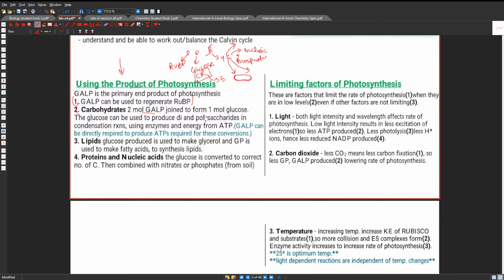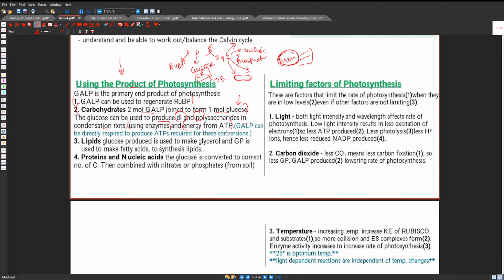Carbohydrates: 2 moles of GALP are used to form 1 mole of glucose. Glucose makes di- and polysaccharides in condensation. Recall what glucose is. Glucose is a monosaccharide. Yes. So glucose is your monosaccharide, and it can then form all the other types of di- and polysaccharides via condensation using your enzymes and energy from ATP.